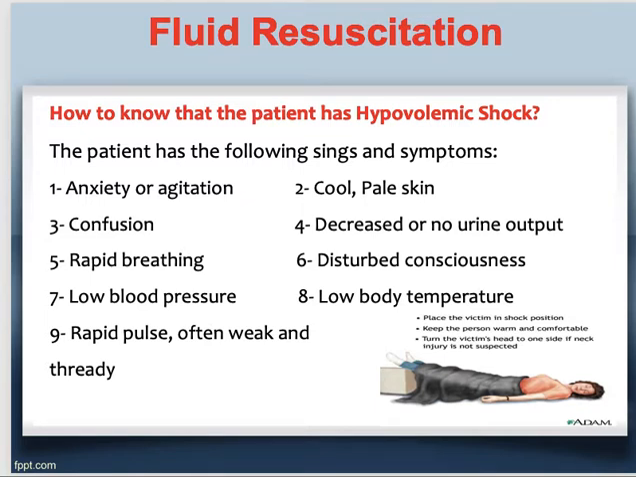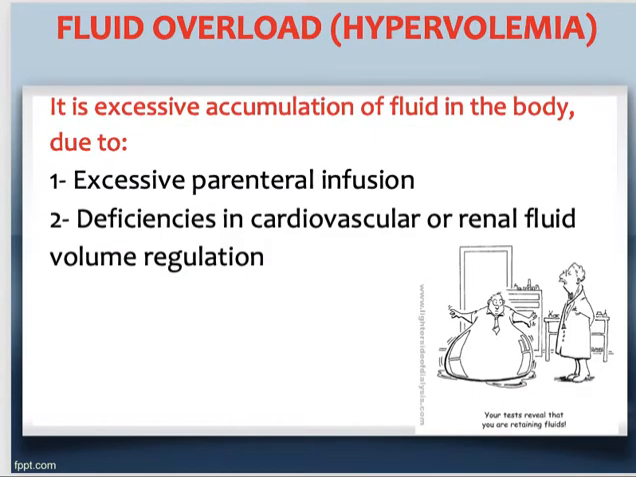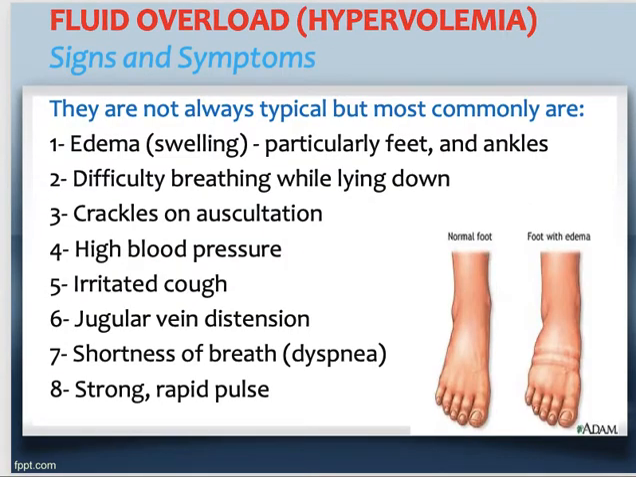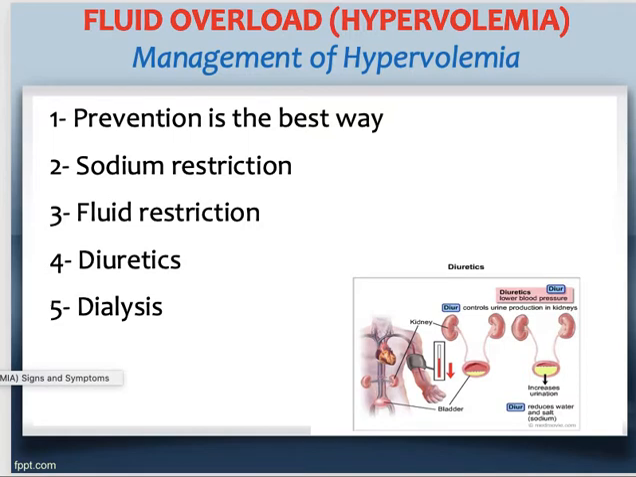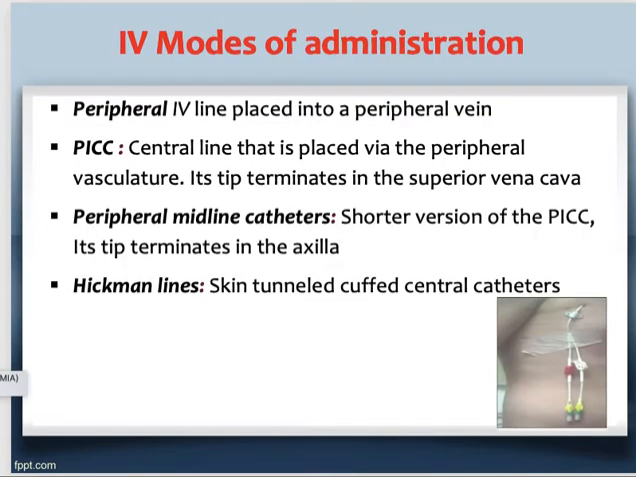We have discussed these points in the previous lecture: what the signs of fluid overload are and what the signs of hypovolemia are, right? So how can we give fluids? We can give by IV cannulas, peripheral IV lines, centrally placed catheters, peripheral midline catheters. These are catheters which we put from the periphery but they come to the center. And then there are Hickman's lines as well.